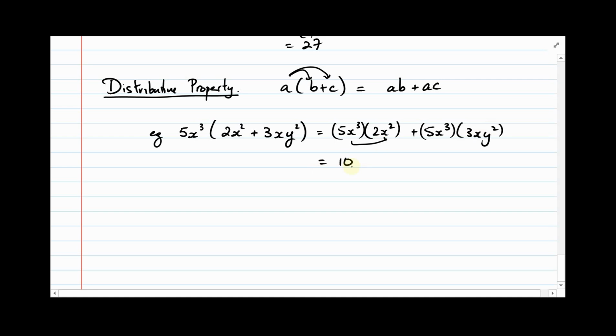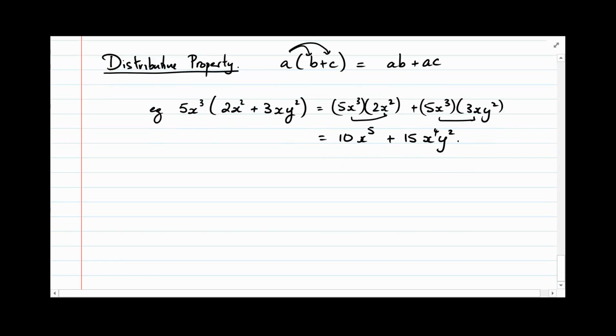Remember your rules of indices. These would add to give me x to the 5. I multiply the coefficients. 5 times 3 is 15. I combine like bases. I end up with x to the 4th and y squared. Right? The next method that we will, we're trying to jog your memory, is what we call the FOIL method.